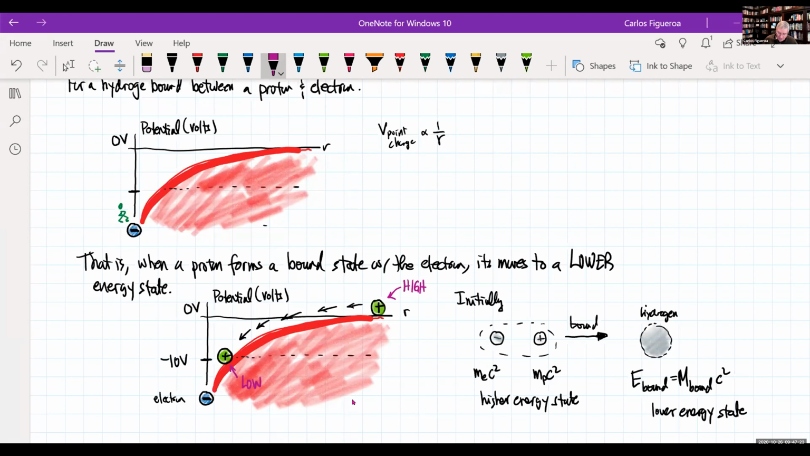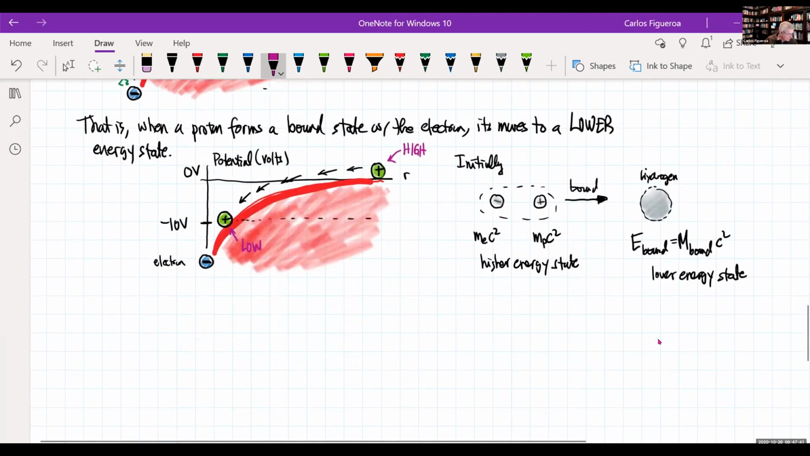So in the language, what do I mean by this? Well, if the constituent started at a high energy, why do I know this is a high energy? Because a bound state implies that you're going to a lower energy state. Then that means that the bound state of hydrogen must be a lower energy state. So if I start to think about this, what this tells me is this.